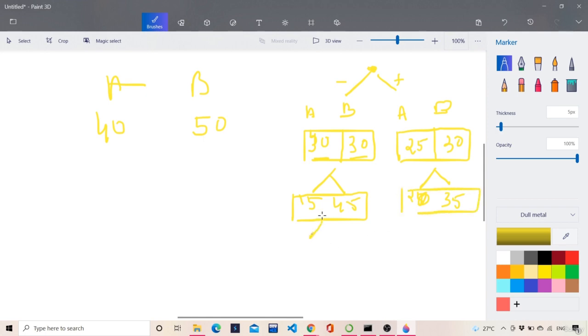Okay, again there is some split. Until and unless I get either 15-0 or 45-0, I will split. I will go on splitting. That is the main aim of this decision tree if it is not properly set.